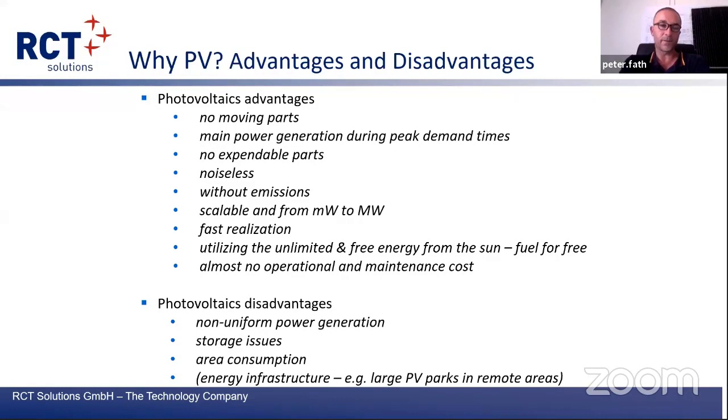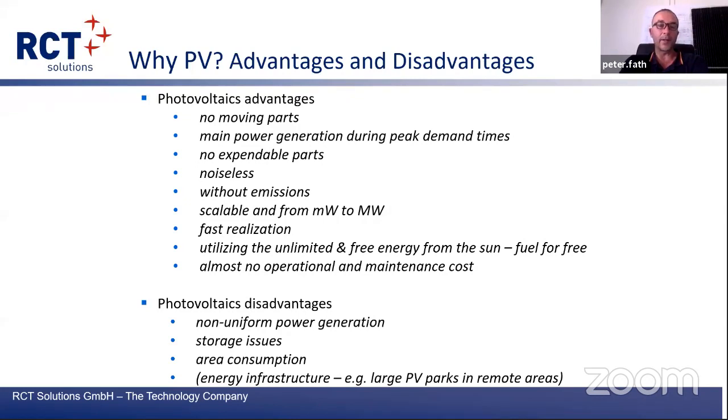The disadvantages of photovoltaics, so of course we have some disadvantages. We need storage. We have different types of storage possibilities, like hydro pump power storage. We can have electrical storage, battery storage. We can convert electricity into hydrogen and use hydrogen as a storing agent, but storage is still an issue. We have non-uniform power generation, such as during the day we have power when the sun is shining, but when the clouds are coming, when it's raining, we have less power. In the night, of course, we have no power.